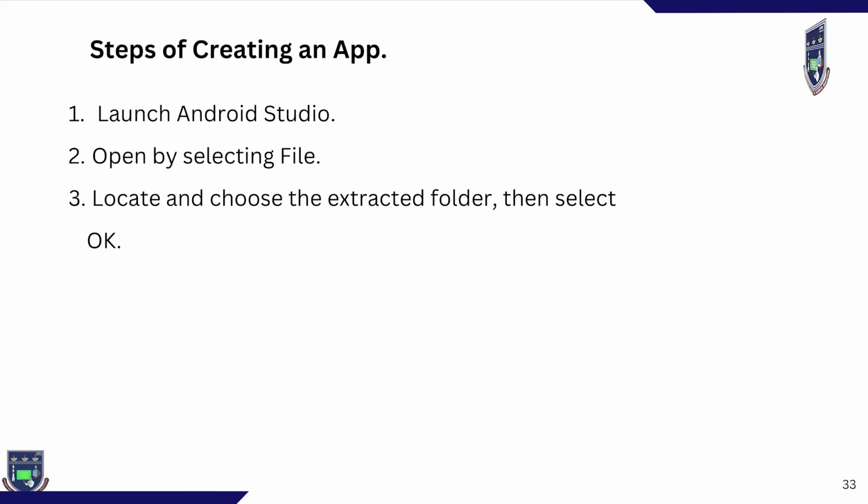The first step is to launch Android Studio. Everyone may know how to launch Android Studio; the previous classes already covered launching it. Second, we have to open the created file. Third, we have to locate and choose the extracted folder, then select the OK button. Then the SMS application source code has been successfully opened in Android Studio.